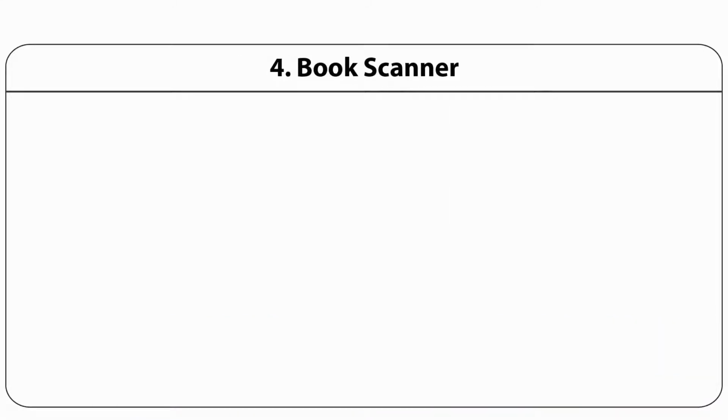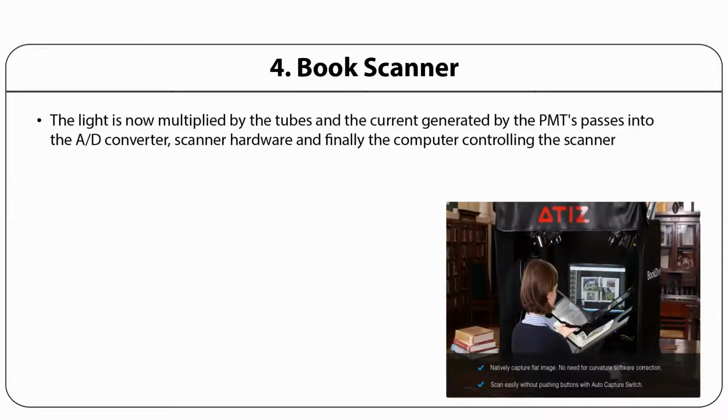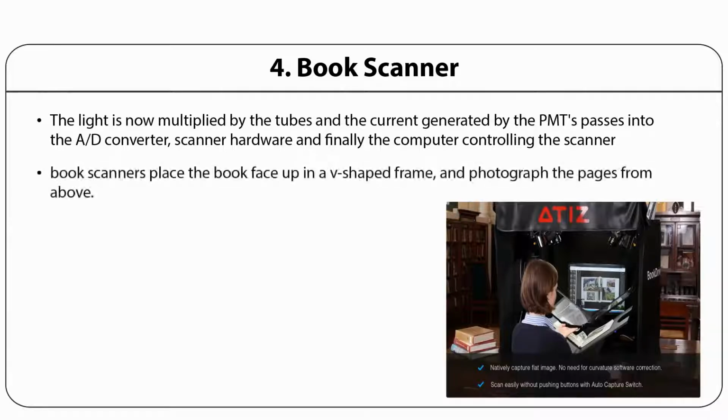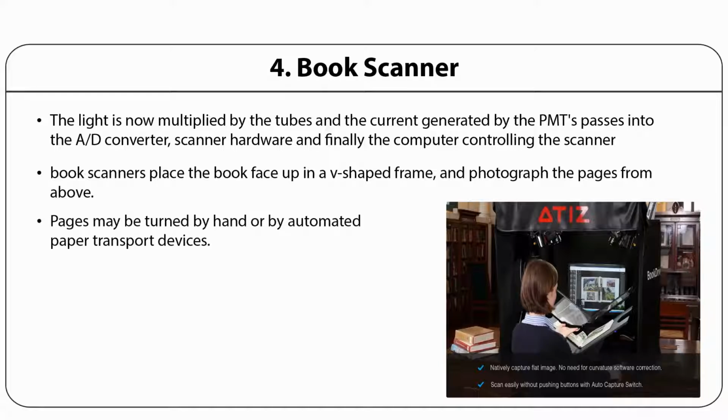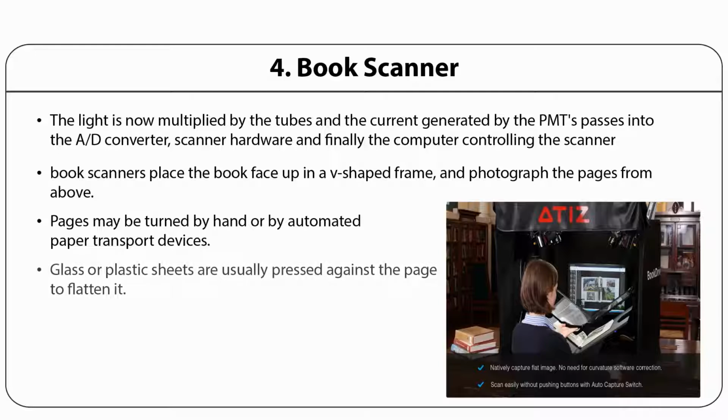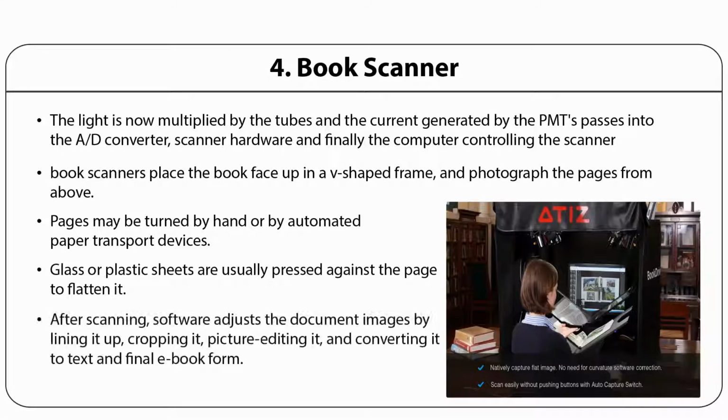The fourth one is the book scanner. Book scanning or magazine scanning is the process of converting physical books and magazines into digital media. Book scanners place the books face up in a V-shaped frame and photograph the pages from above. Pages may be turned by hand or by automated paper transport devices. Glass or plastic sheets are usually pressed against the page to flatten it. After scanning, software adjusts the document images by lining them up, cropping, picture editing, and converting them to text and final ebook form. Human proofreaders usually check the output for errors.